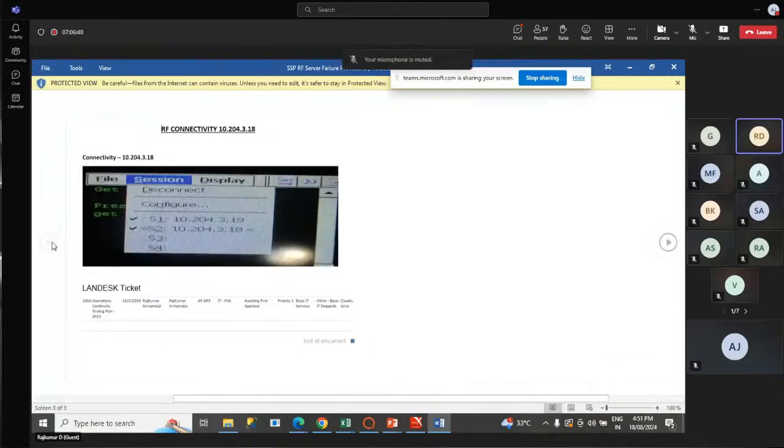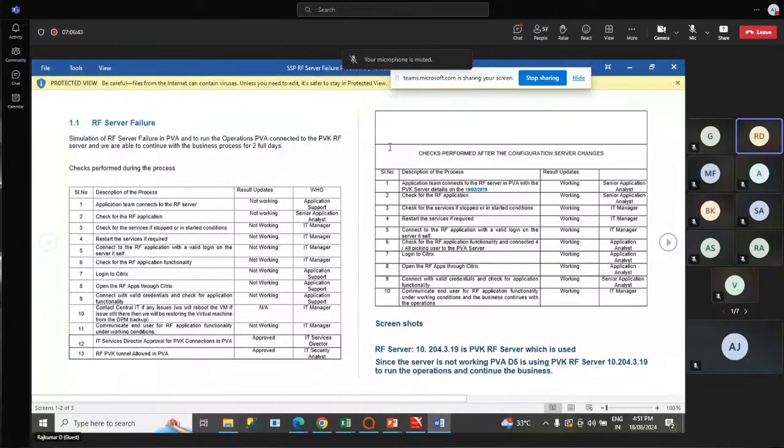Okay, this is not that. Are you able to see another image with more checklist? Yes, sir. This is another server. If you're not sure what this application is, forget about it. It's just a list of steps which people will perform. Not working, not working, not working. Here they are approved for changing the connection. If you look at point number 12 and 13, one of the applications is not working.